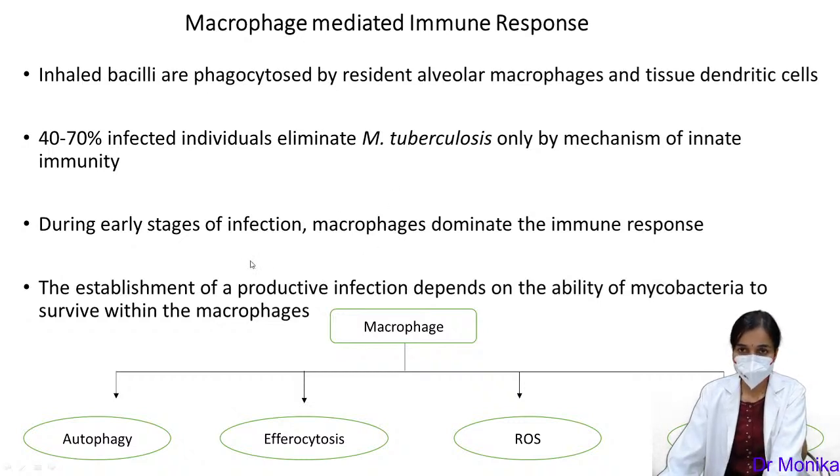Now we'll discuss each of these immune-mediated responses in detail. The first is the innate immune response, that is the macrophage-mediated immune response. As we know, the bacilli are phagocytosed by the resident alveolar macrophages and the tissue dendritic cells. Almost 40 to 70% of infected individuals will be able to eliminate Mycobacterium tuberculosis only by the mechanism of this innate immunity. During the early stage of infection, these macrophages dominate the immune response. The establishment of the infection depends on the ability of mycobacteria to survive within the host. The macrophage mediates its immune response by the following methods: first is autophagy, then efferocytosis, then releasing reactive oxygen species, and releasing vitamin D and antimicrobial peptides. We'll discuss each of them in detail.